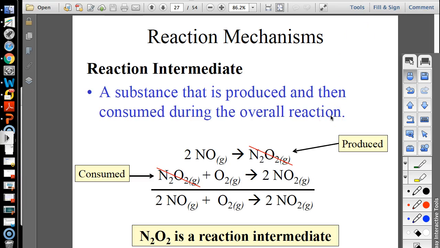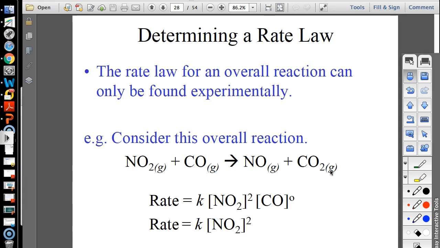Okay, so like I had said, the intermediates are produced and consumed during the reaction. They're not there to start with, so that's the difference between it and a catalyst, and I have a way to remember catalyst in a second. Good so far? That's what an intermediate is.